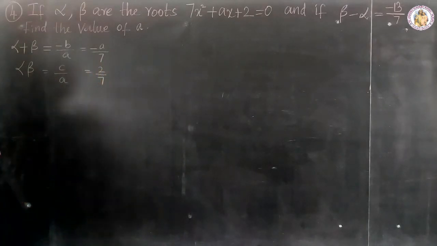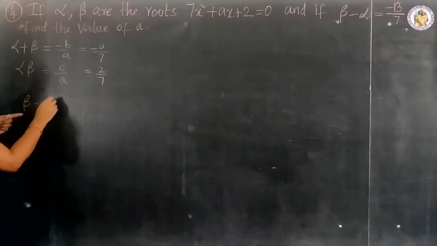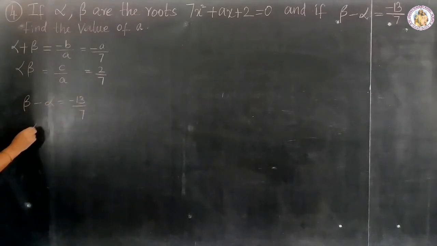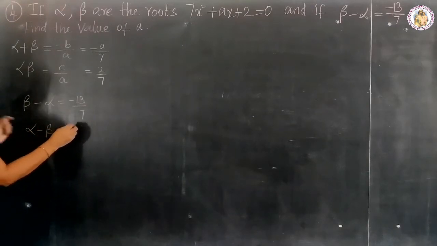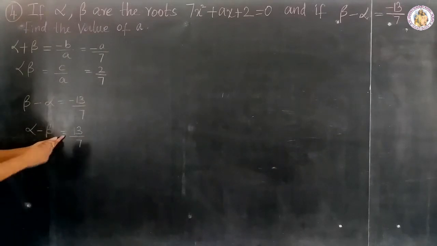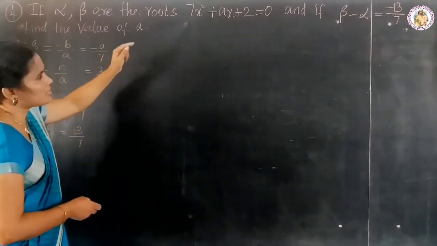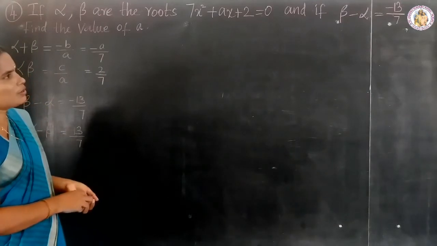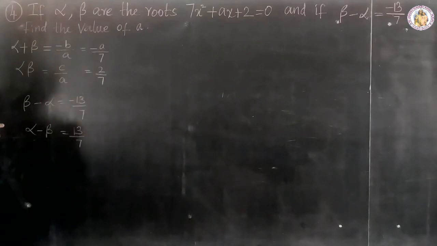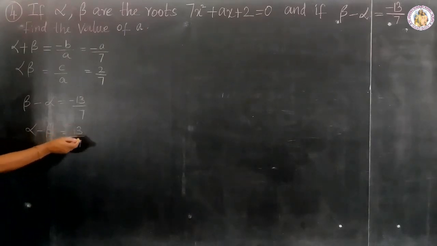Now it is given as beta minus alpha is equal to -13/7. Now we can rewrite this as alpha minus beta is equal to 13/7. So alpha minus beta is equal to 13/7. And if alpha and beta are the roots of the equation 7x square plus ax plus 2 is equal to 0, we have to find the value of a. To find the value of a, let us go with alpha minus beta is equal to 13/7.